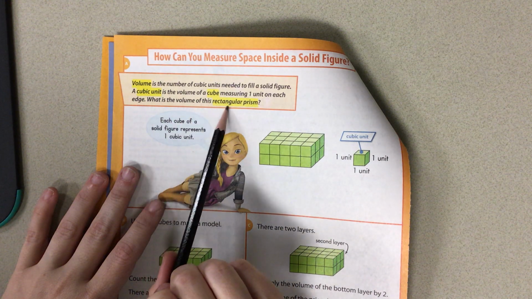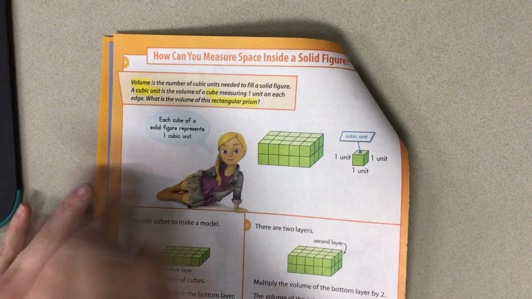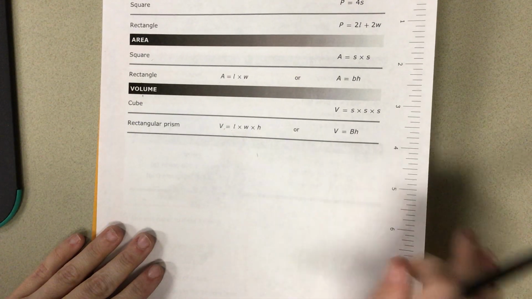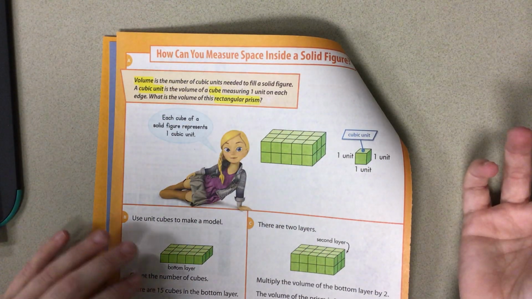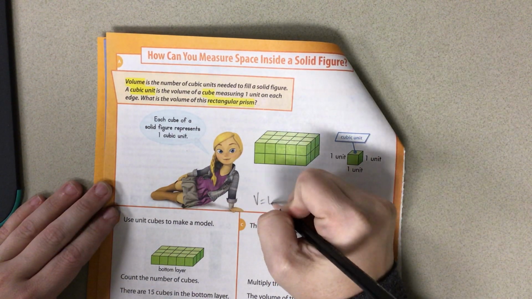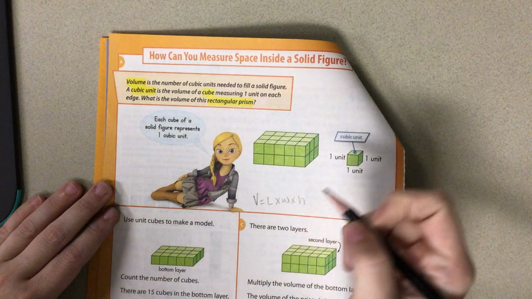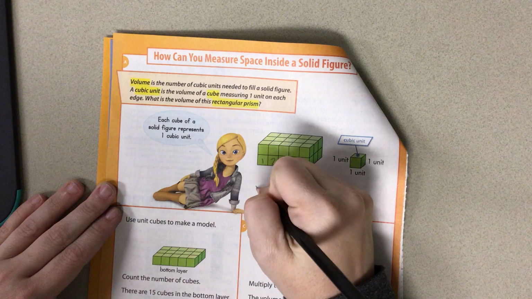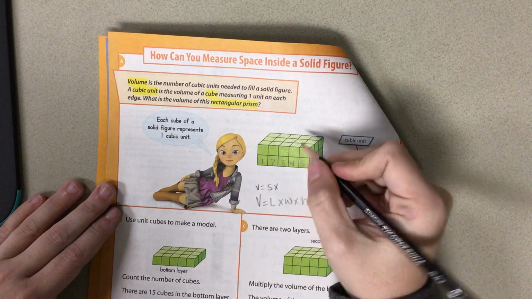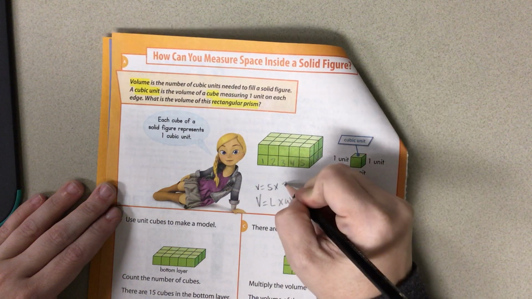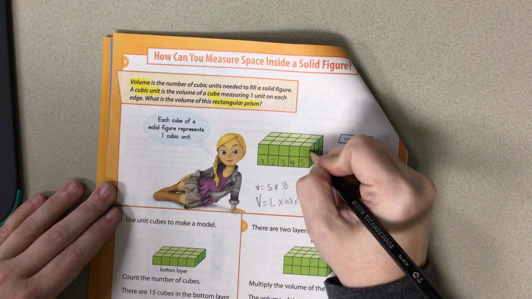What is the volume of this rectangular prism? So when we look at volume, we see that volume is length times width times height, or base times height. So there's a couple of ways we can look at this. We're going to start by looking at just the basic volume equals length times width times height. So length here we have 1, 2, 3, 4, 5. Width we have 1, 2, 3. And height we have 1, 2.